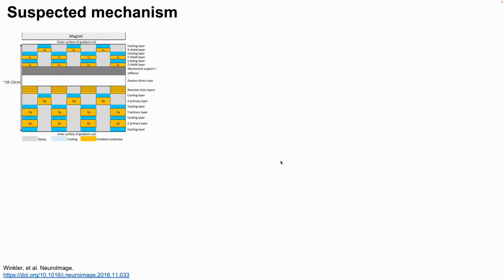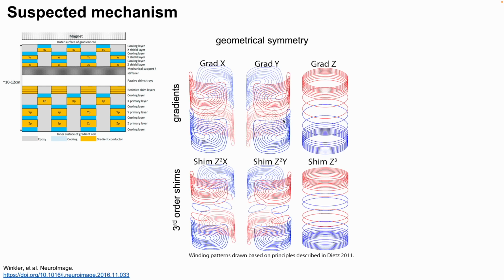But why are third order shims responsible for EPI problems? Our hypothesis is the following. So these third order shims are embedded within the gradient coils itself. They are between the primary layer, the inner part, and the so-called shielding layer, the outer part. And the winding patterns of these third order shims are very, very similar to the gradients itself. There is this symmetry if it wouldn't be for these inner loops here close to the isocenter.